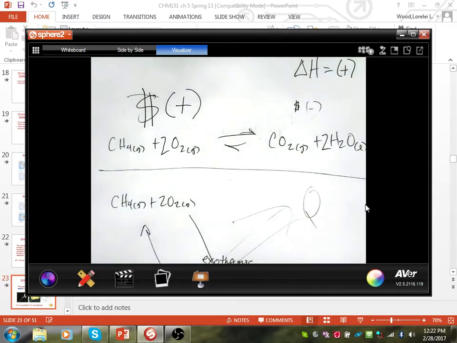positive, right? I'm going to have to put more in than I get back. So if I put $10,000 in and I only sell 10 cupcakes, which is $25, I put $10,000 in, I only get $25 back. I've invested a whole lot of money, so my overall enthalpy is going to be positive, meaning it is endothermic.